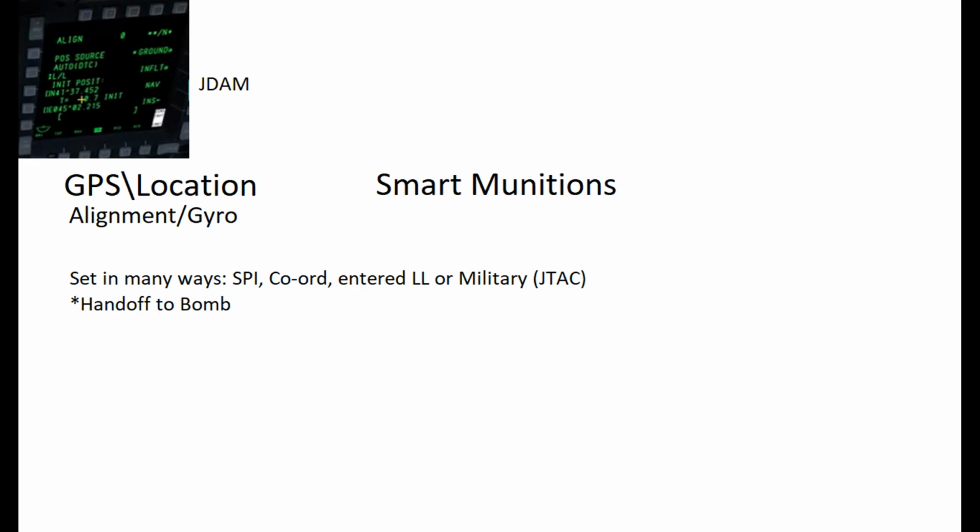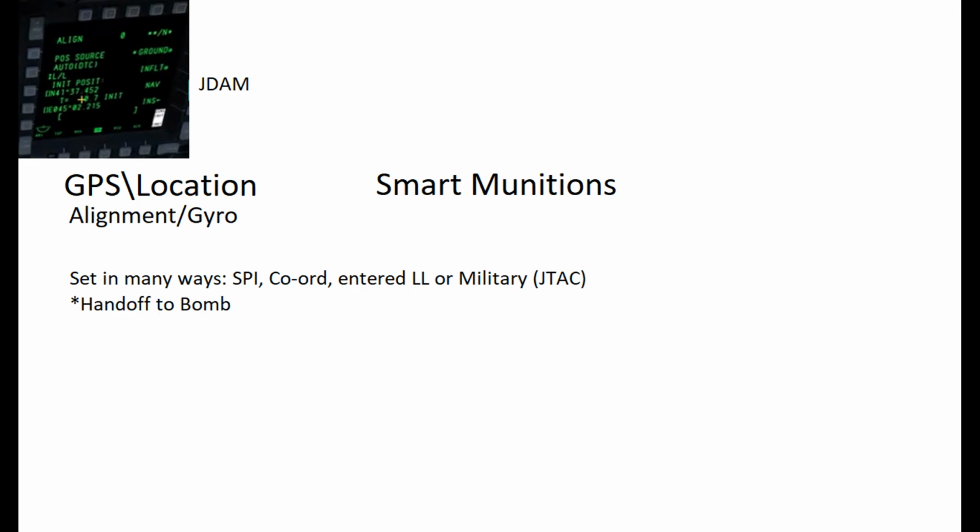There are many ways you can set coordinates for munitions. You can do it through a SPI, which we'll get into later. That's a sensor point of interest, set either by a TGP. You can set it in many different ways in the A10, and the A10's fantastic for this. It's a really user-friendly aircraft, even though it's got huge complex systems.